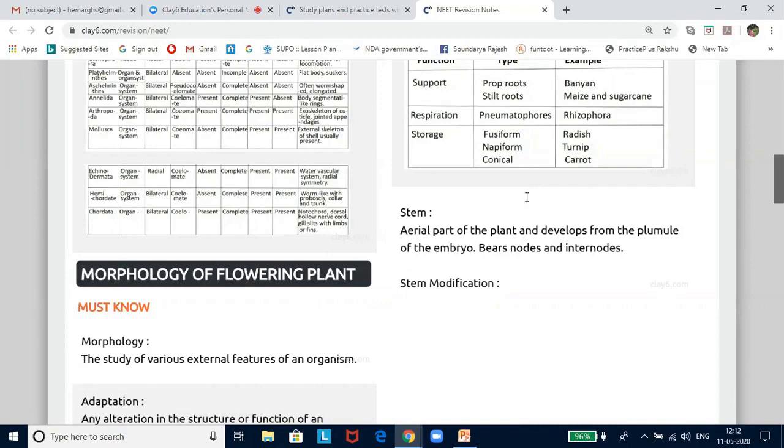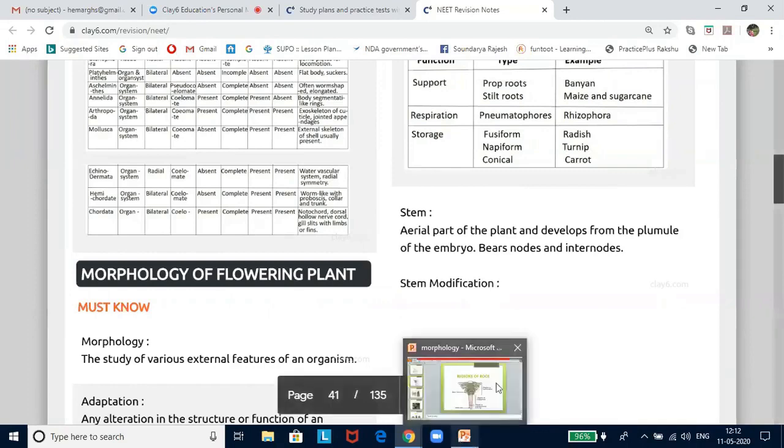Now storage. There are certain roots wherein food is stored to overcome unfavorable conditions, and those stored roots are taken as food by human beings, for example radish, turnip and carrot. Now, what is the name of the modification? For radish, it is fusiform. For turnip, it is napiform. And for carrot, it is conical.